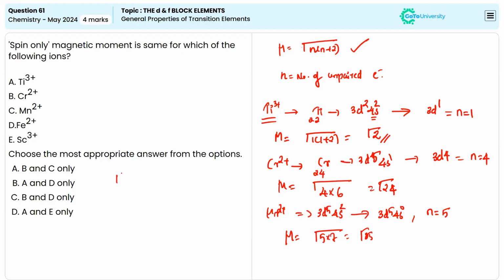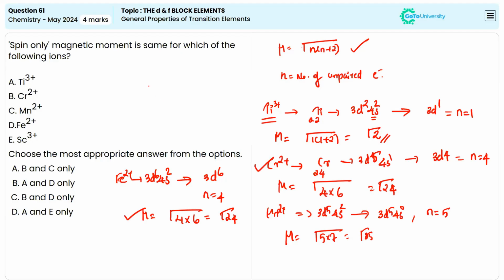Now coming to Fe2 plus. Iron is 3d6 4s2, and when converting into Fe2 plus, it becomes 3d6 only. So with 6 electrons, the first electron will be paired and there will be 4 unpaired electrons. So mu will be square root of 4 into 6, that is square root of 24. This value is similar to that of Cr2 plus.